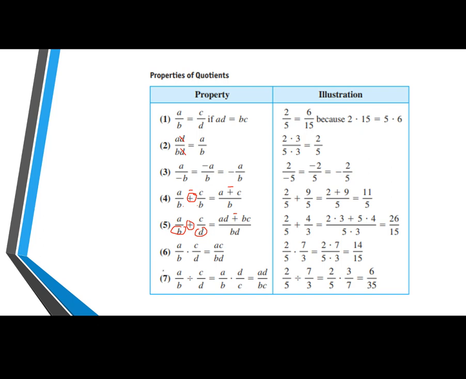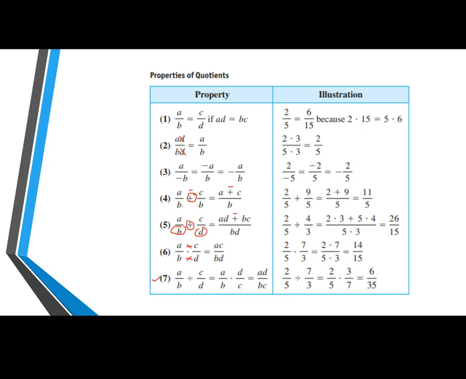The sixth property is A over B times C over D is equal to AC over BD. These are not cross multiplied. The multiplication of factors, I mean of quotients, we multiply the numerators and multiply the denominators. So this is equal to AC over BD. Illustration: 2/5 times 7/3 is equal to 2 times 7 over 5 times 3, which is equal to 14 over 15.